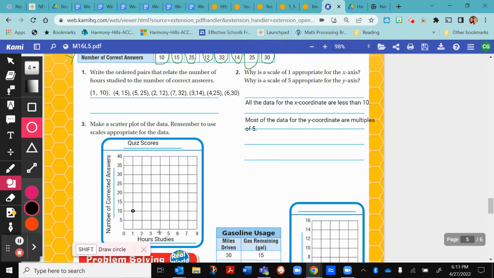Then I'm going to start again at the point of origin, and I'm going to move to the right to unit 4, and I'm going up 15. And I'm going to place that right on those intersecting lines. Start again at the point of origin, move to the right to 5, and I'm going up 25.